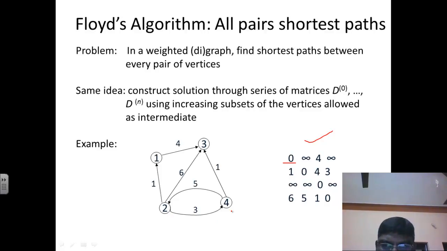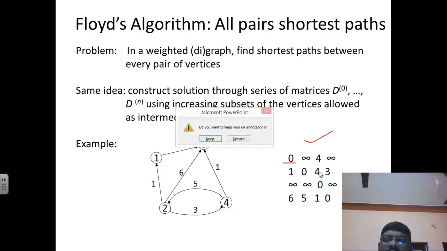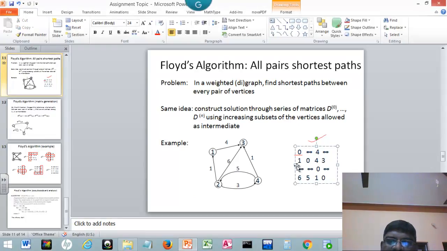2 to 4 there is an edge, that is 3 in fact, but it was wrongly entered as 4. 2 to 3 that is 6, not 4. Okay, 2 to 4 that is 3. Next, 3 to 1 infinity, 3 to 2 infinity, 3 to 3 0, 3 to 4 infinity.